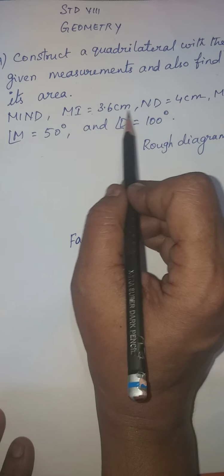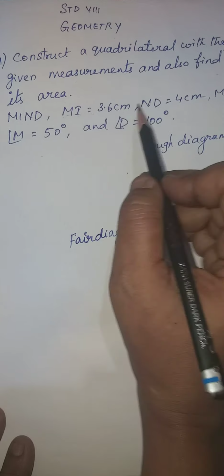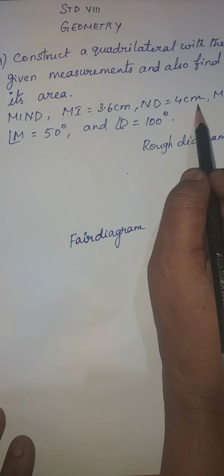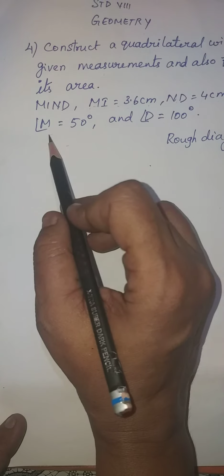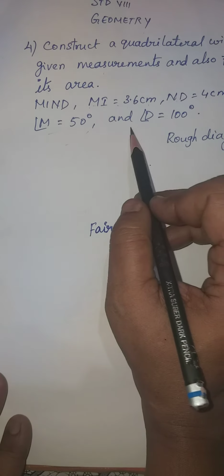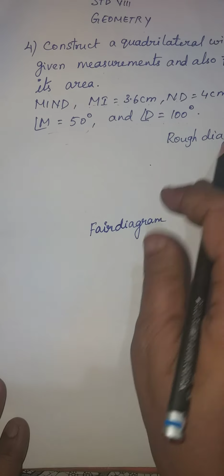In this, the given measurements are MI is equal to 3.6 centimeter, ND is equal to 4 centimeter and MD is equal to 4 centimeter. Angle M is given 50 degrees and angle D is given 100 degrees. Now let us construct the quadrilateral.